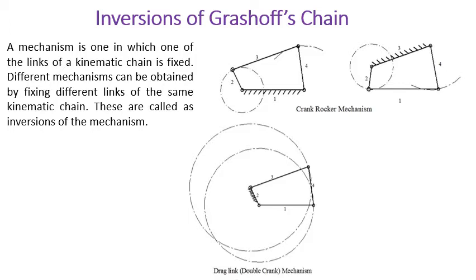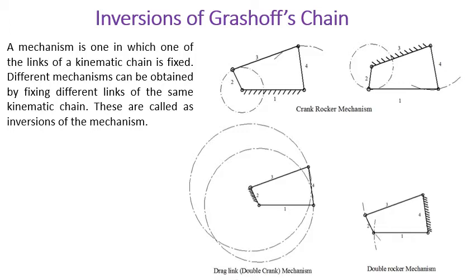So the vice versa of a first inversion. Link number 3, or third inversion, is the vice versa of the first inversion. Okay. Now what is the fourth inversion? Fourth inversion is nothing but if I fix the link number 4 and leave other links free, then we call it a fourth inversion.